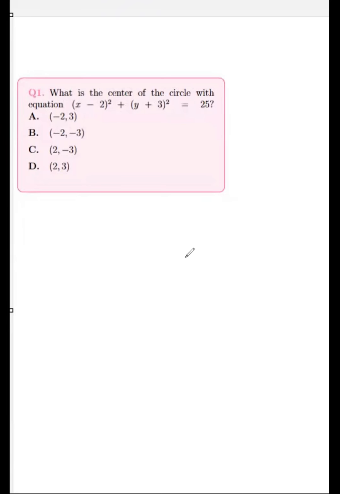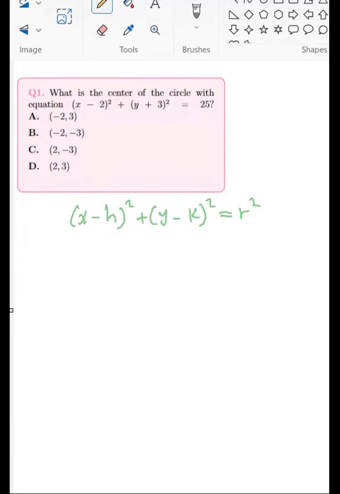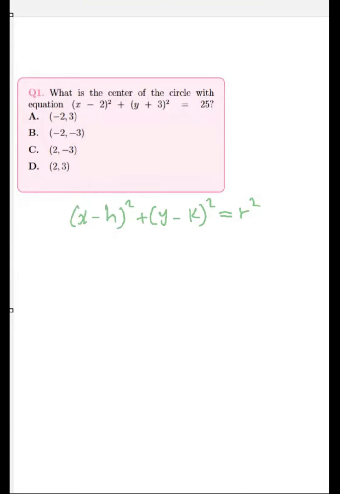When we talk about the lesson of the circle and the coordinate plane, we need to remember always the equation of the circle, which is written like this: x minus h all squared plus y minus k all squared is equal to r squared. That's the equation of the circle. So if you want to get the radius or the center of the circle, we need always to choose this equation, or to replace the numbers in this equation. So we just compare the given equation with this formula.